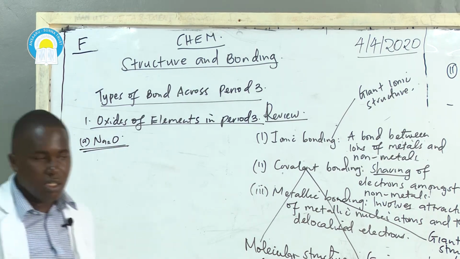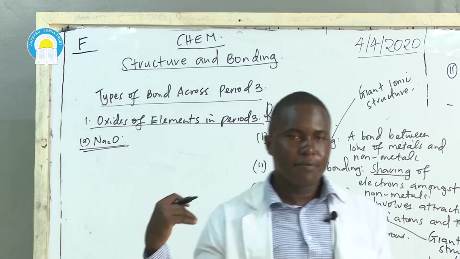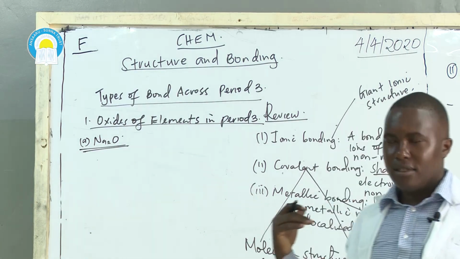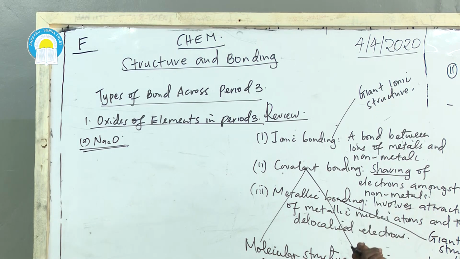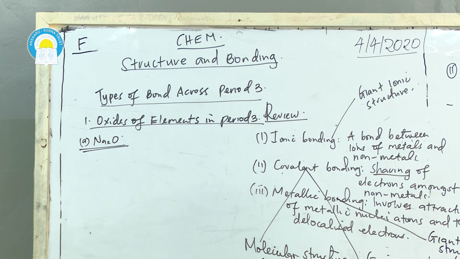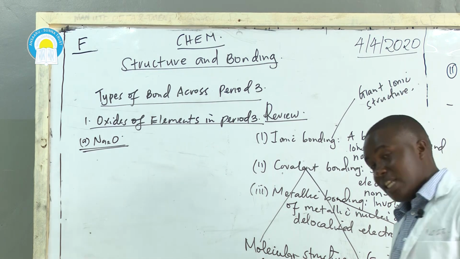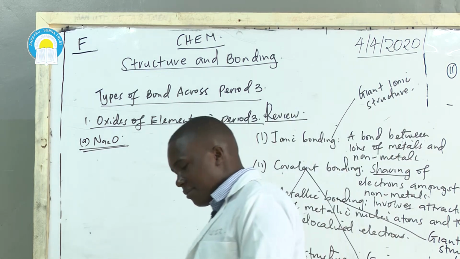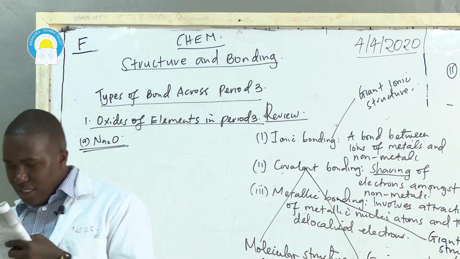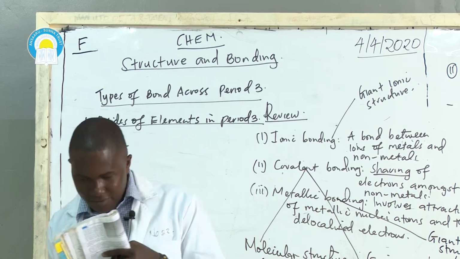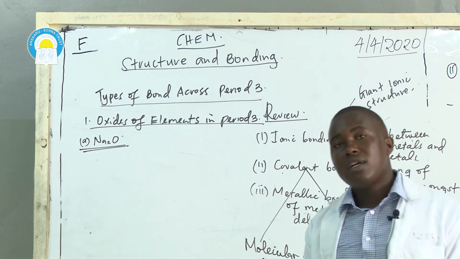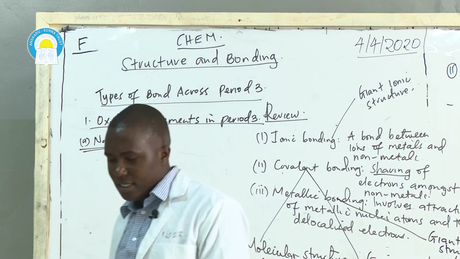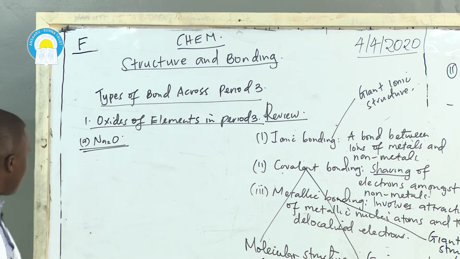And we want to see what type of bonding is in that compound, what type of structure it forms, what is its physical state, especially at room temperature, and how does it react with acids, or does it dissolve in water, something like that. So let's start with sodium oxide.